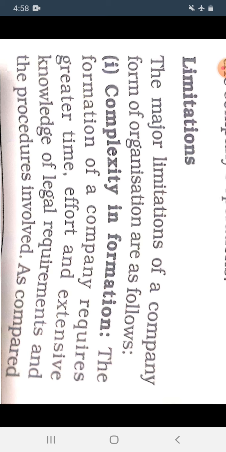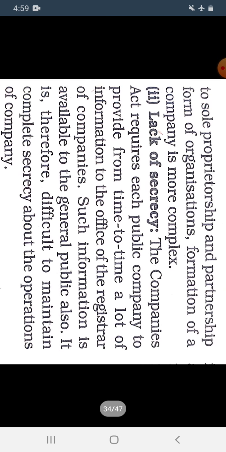When the company is formed, it requires a greater time, because it is long term and very vast, so it requires a great deal of effort by the members of the company, as well as members who have all the knowledge related to legal activities, so that they can work in the company effectively and efficiently, and there is a long-term procedure also involved. As compared to sole proprietorship and partnership forms of organization, formation of a company is more complex. When we compare it with the sole proprietorship and the partnership, we see that the formation of a joint stock company is very complex, time consuming and expensive also.